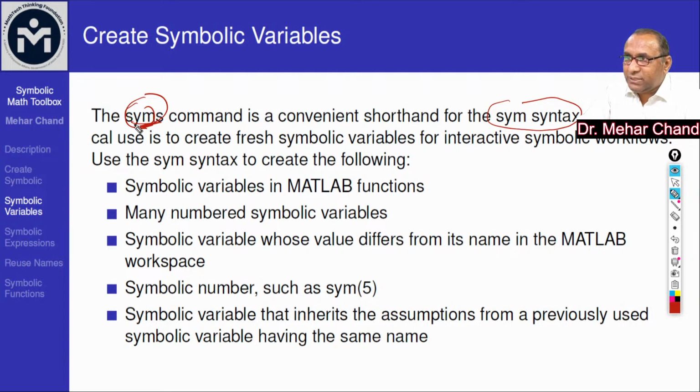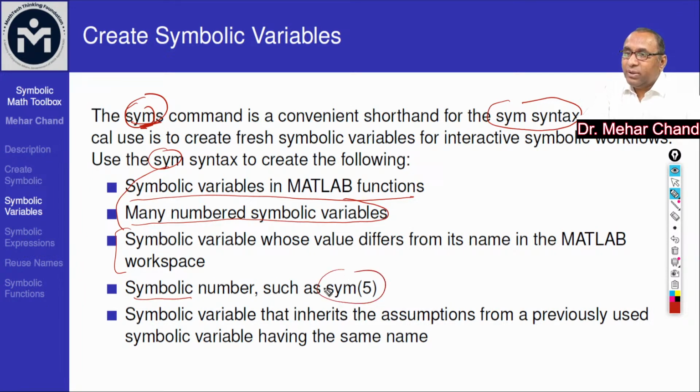The sym syntax can create the following: when we need a symbolic variable in a MATLAB function, we use this one. When many numbered symbolic variables are required, we can use this one. Also, for a symbolic variable whose value differs from its name in the MATLAB workspace, we can use this. And this one is for symbolic numbers such as sym(5). This is the symbolic number only. We can use the sym function, as you can see here.